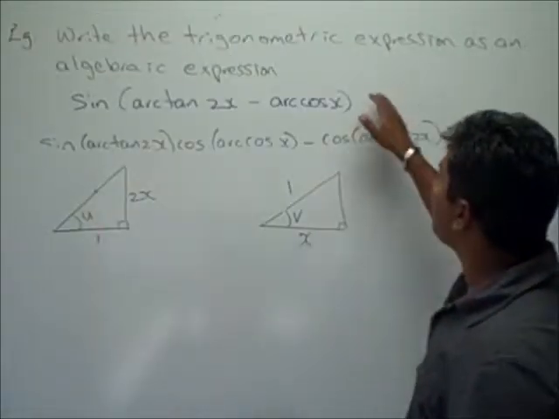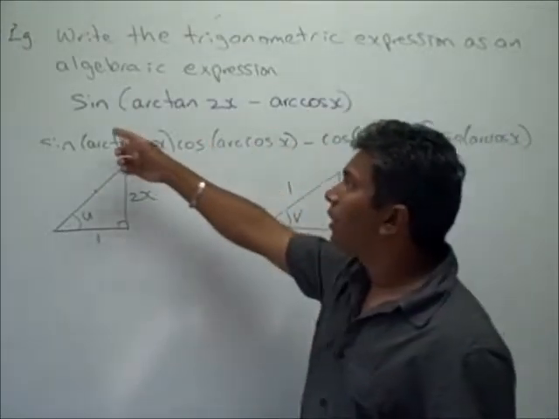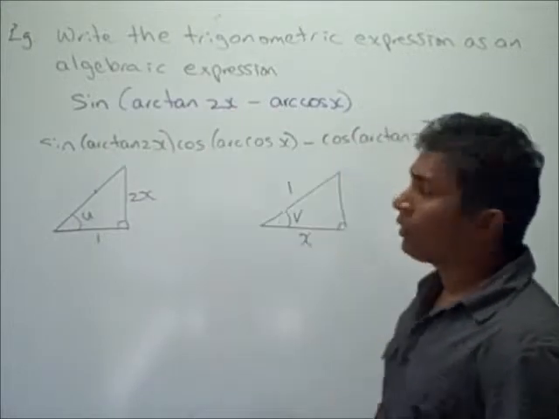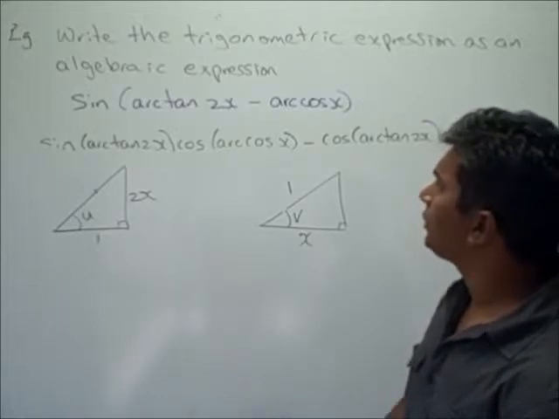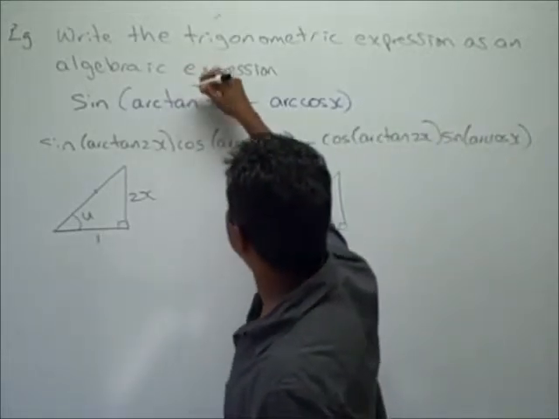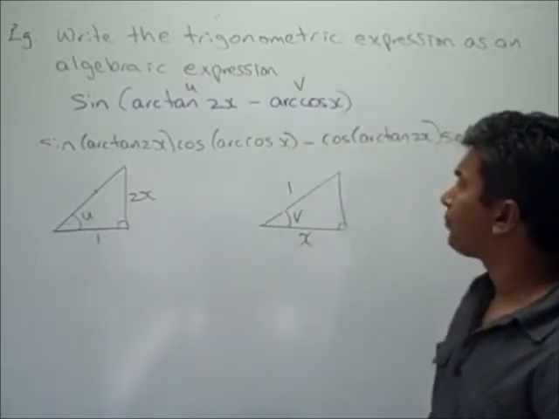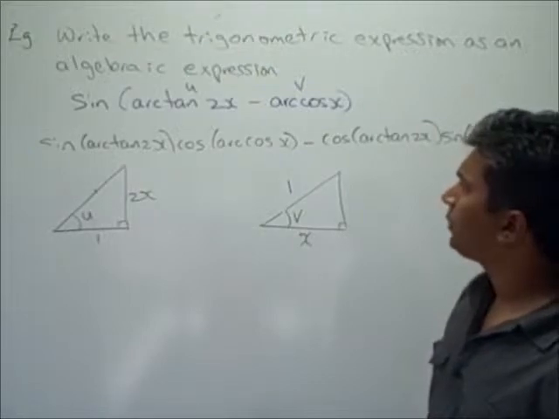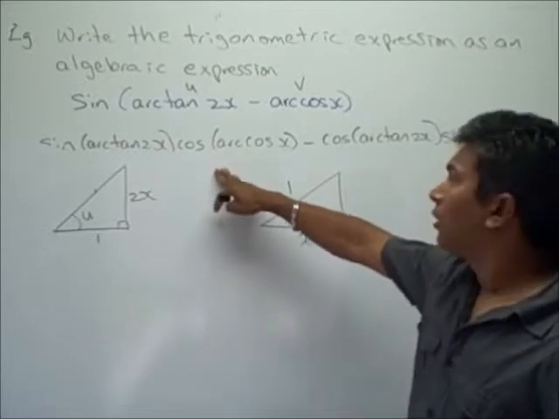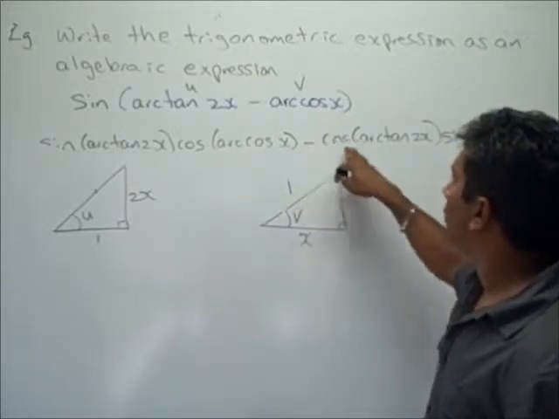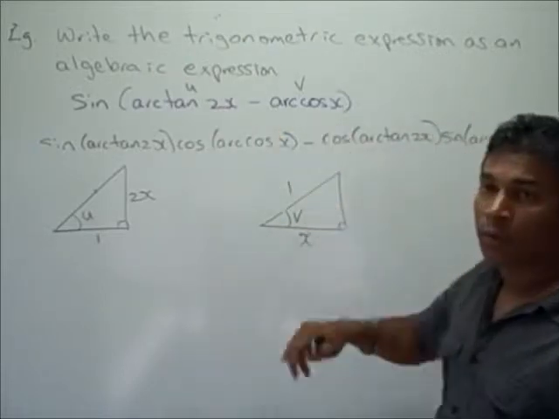Here we're being asked to write this trigonometric expression as an algebraic expression. The trig expression is the sine of arctan of 2x minus arccosine of x. Now this is the same thing as our difference formula, where arctan of 2x is our u and arccosine of x is our v. So using our difference formula, this becomes the sine of arctan of 2x times the cosine of arccosine of x minus the cosine of arctan of 2x times the sine of arccosine of x.